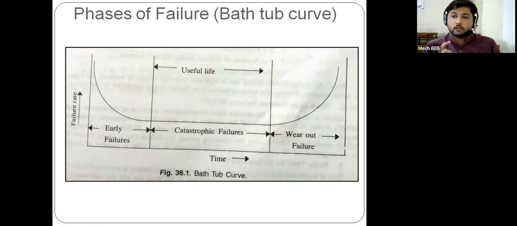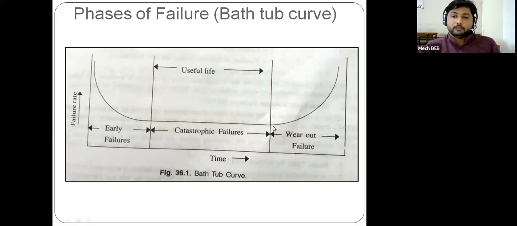Okay, that is wear out. Wear out means a reduction in size, or an increase in size. That will be considered an expansion, or a reduction in the size of the specification, or the standard size of that particular product. Because of that, the products fail. And if that failure happens after the useful life, then it will be considered a wear out failure.